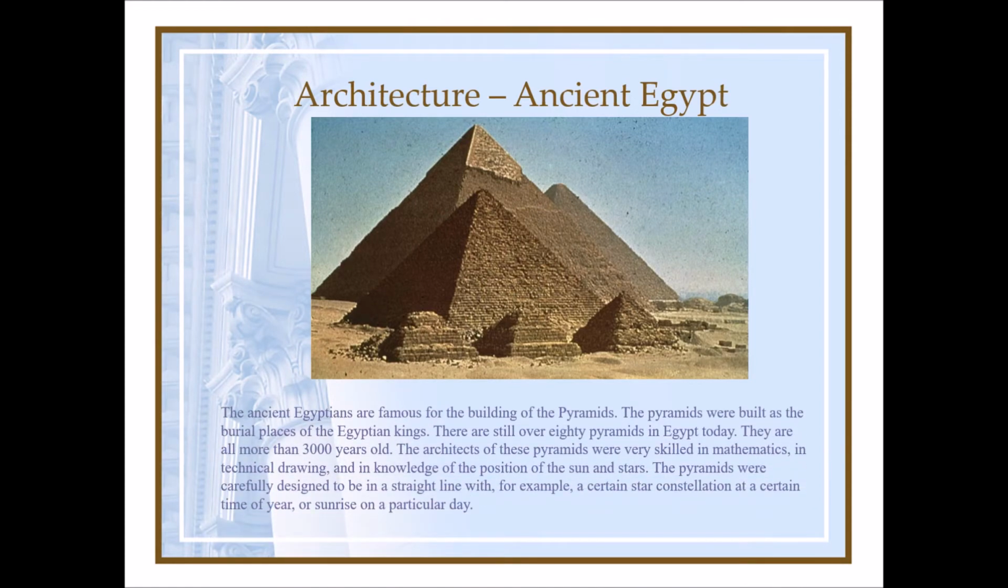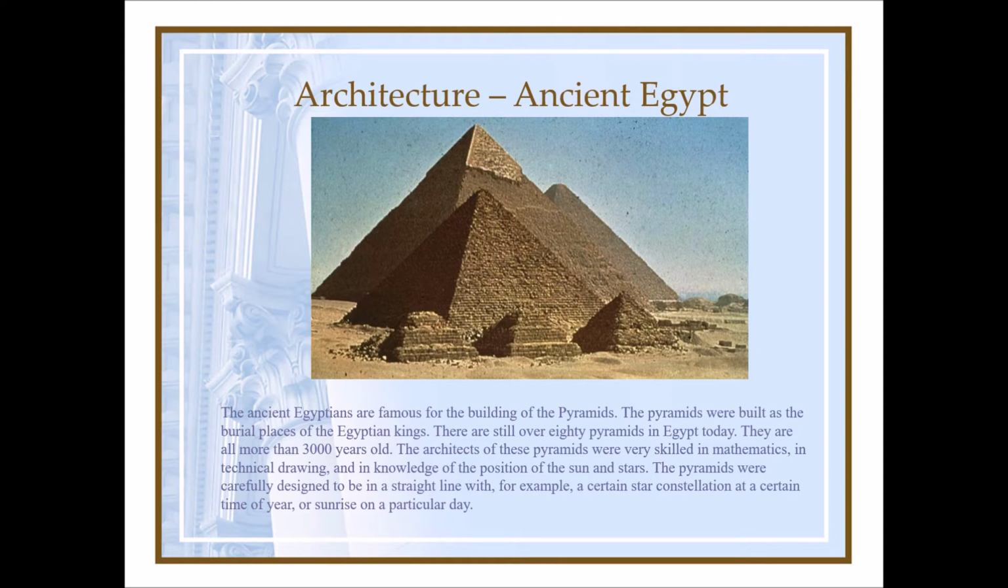The ancient Egyptians are famous for building the pyramids. The pyramids were built as the burial places for Egyptian kings. There are still over 80 pyramids in Egypt today. They are all more than 3,000 years old.